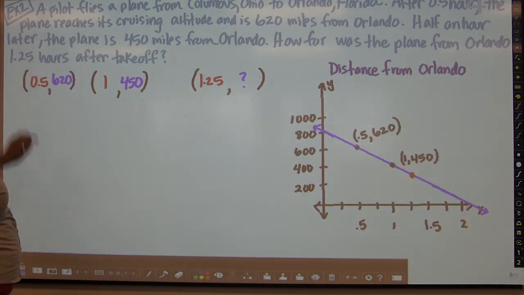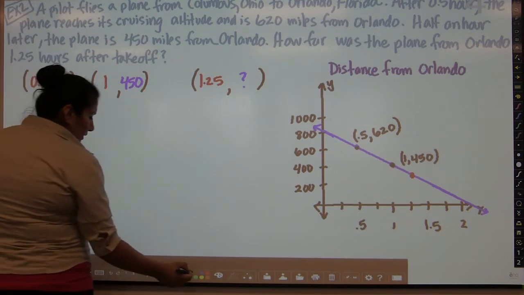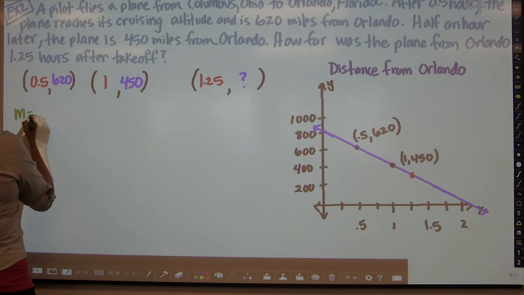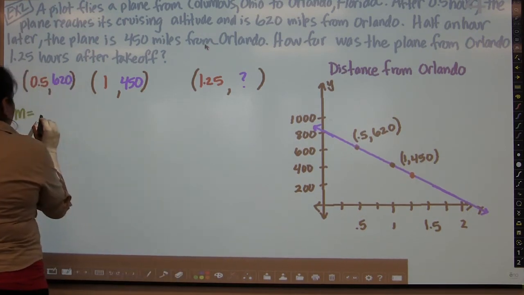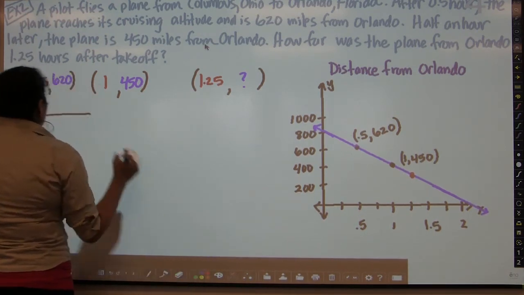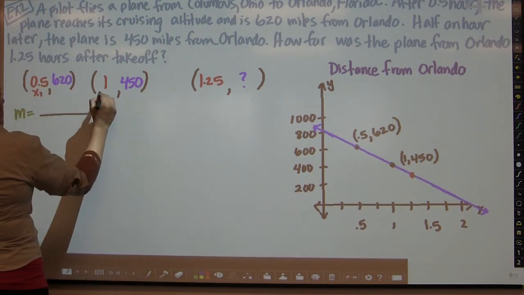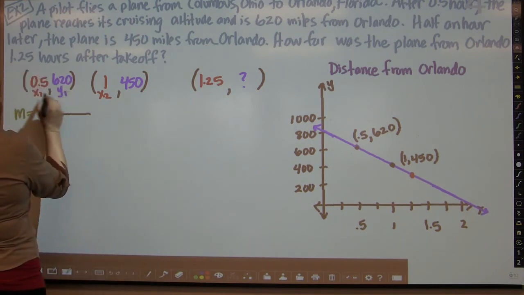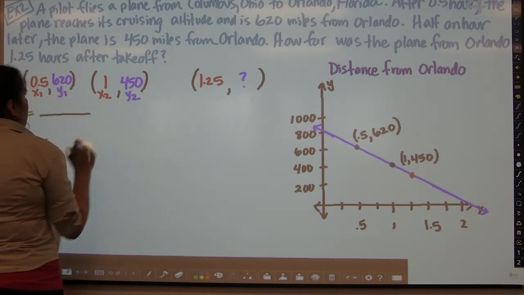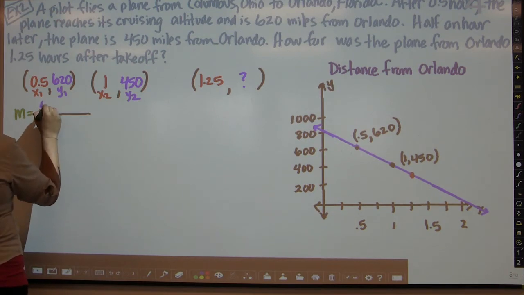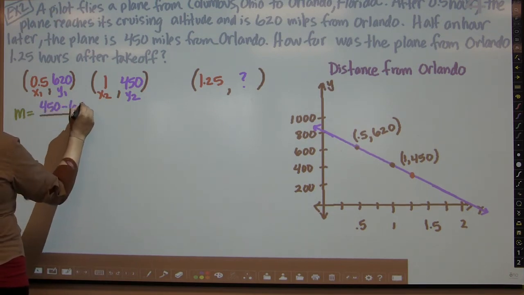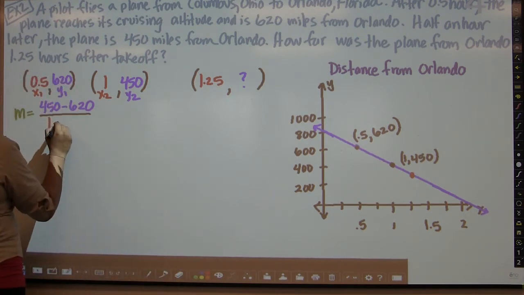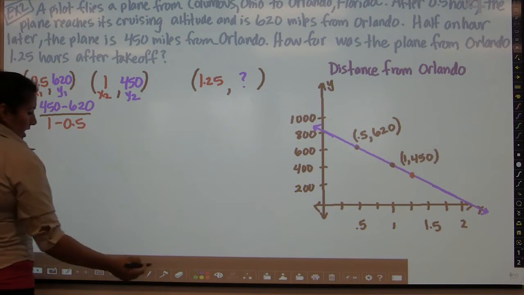That's the question. So the first thing we need to do is calculate our slope. We're going to label this x1, this one's going to be x2, and then we label the y's. This is going to be y1, we've got to be consistent, this is going to be y2. So that means my slope is going to be 450 minus 620, and then for the x's, x2 is 1 minus 0.5.